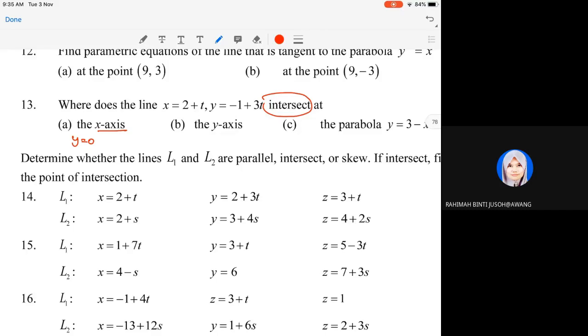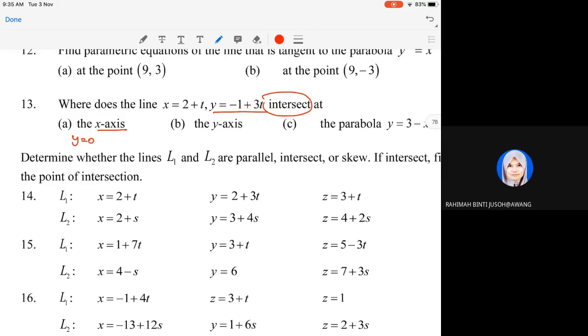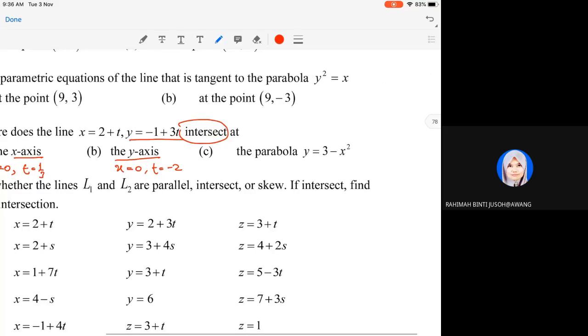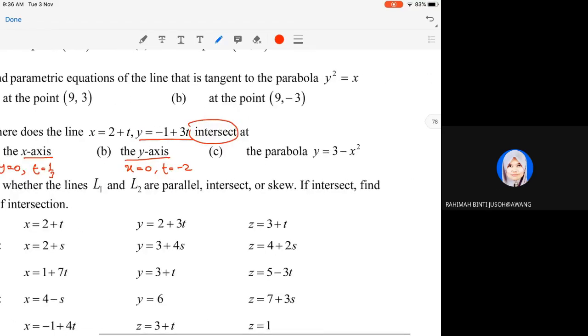Okay. Now, if the line intersects the y-axis, then x is 0. Okay, just now when y was 0, t became 1/3. If x is 0, it will be -2. Sorry, not 2, but -2. Okay. So now, how do we find the point of intersection between this line and the parabola?